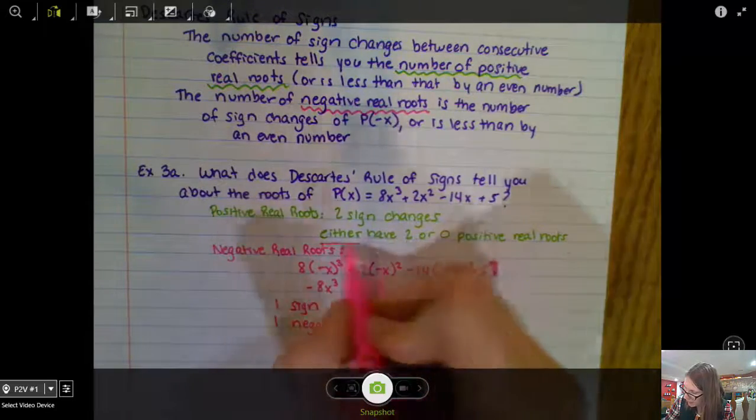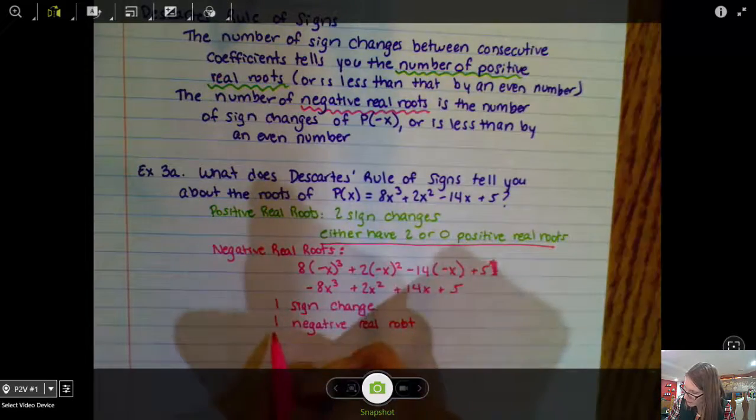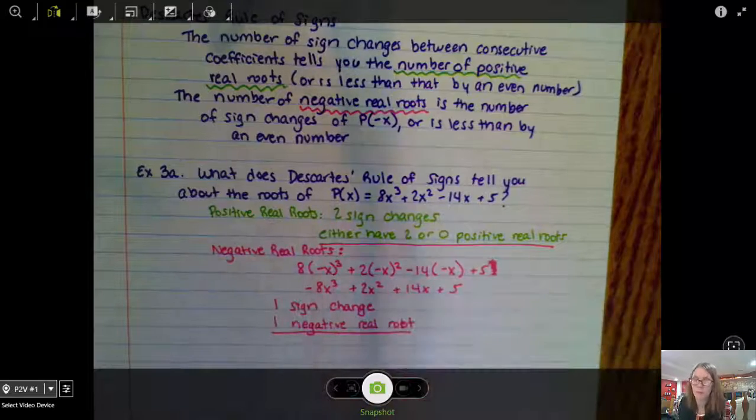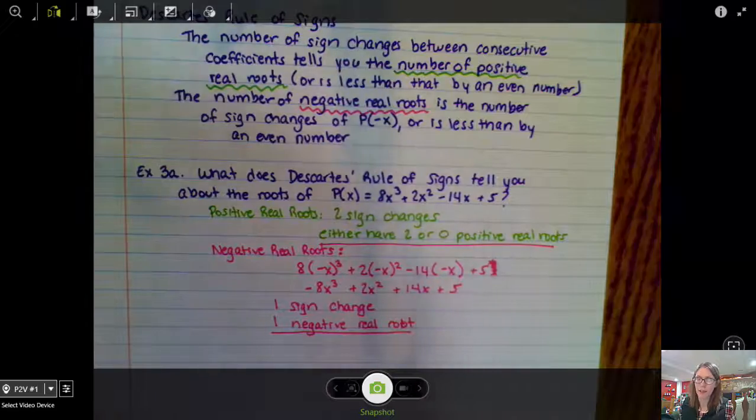All right, so we either have 2 or 0 positive real roots, and we have one negative real root. Again, it doesn't really tell us what these roots are or if they're rational or irrational, but it gives us an idea of what we'd be looking for if we were solving an equation after this.